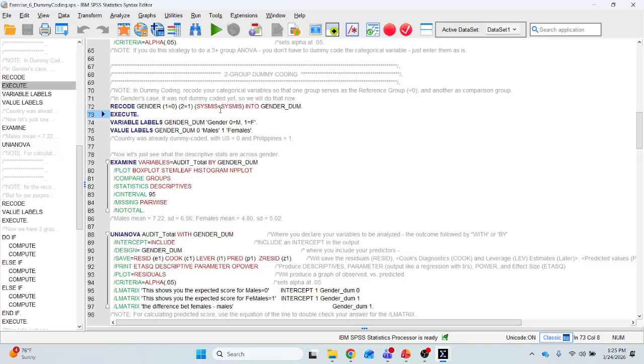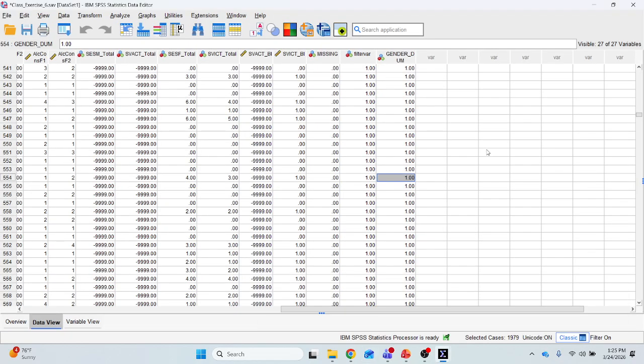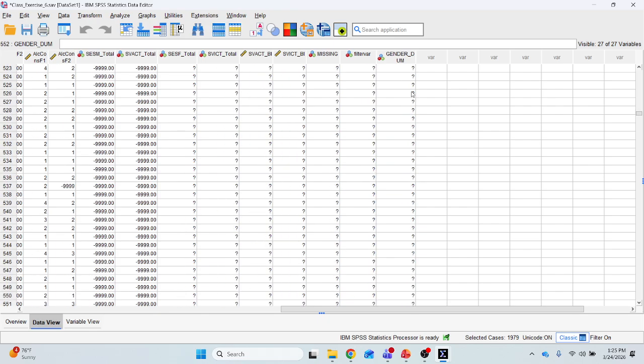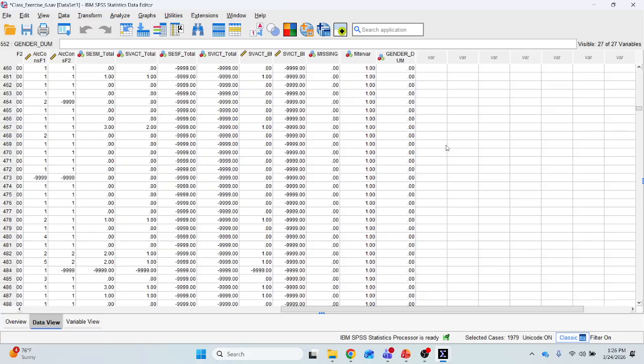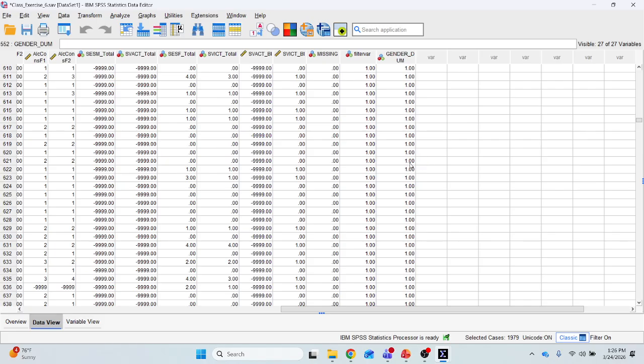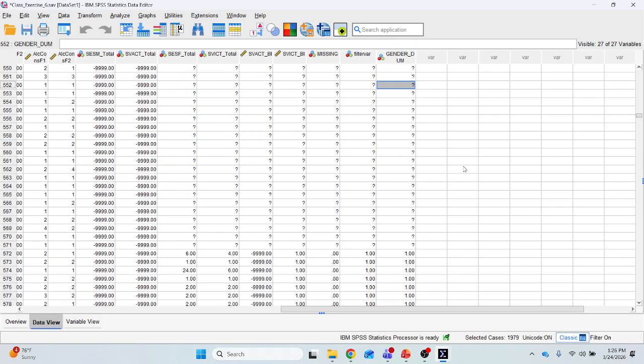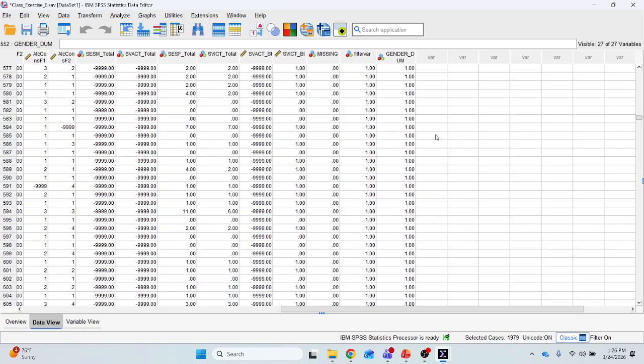So on that new column for the gender dummy, 0, 0, 0, 0, then 1, 1, 1, 1. Anywhere we see 0 is for the reference, those are males. Anywhere we see 1, those are females. That one is just not loading because I have a slow computer. Doug, I need a new computer. This one is just not loading properly because it's slow.